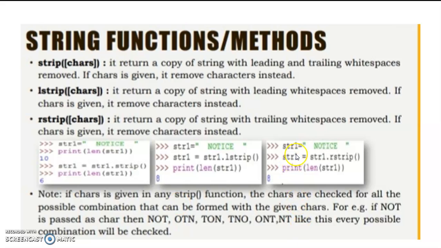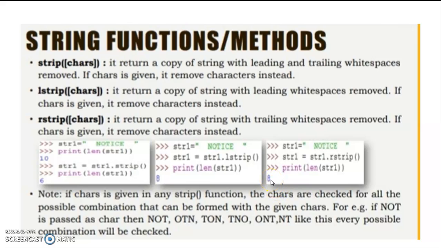The next one, str1 is equal to notice, both spaces are here. Then str1 is equal to str1 dot rstrip. Here only the trailing white space is removed. That's why when you print the length of str1, you will get the output as 8.